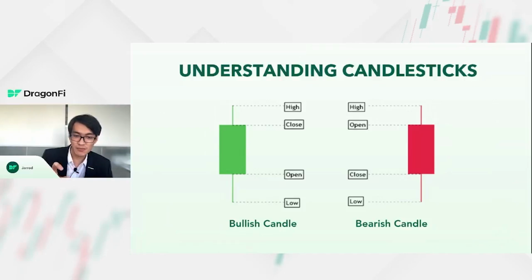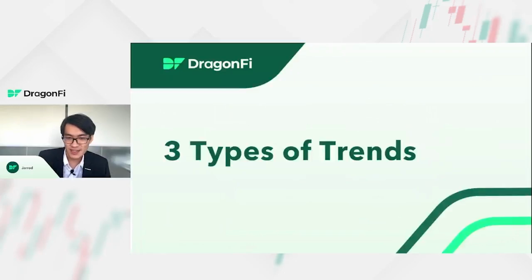So if it's a green candle, it means na the close is higher than the open. That means during the day, the stock went up compared to the previous day, right? If the body is red, it means na the close is lower than the open. That means the stock price fell during the day. So there. Next, let's talk naman about the three types of trends, right?